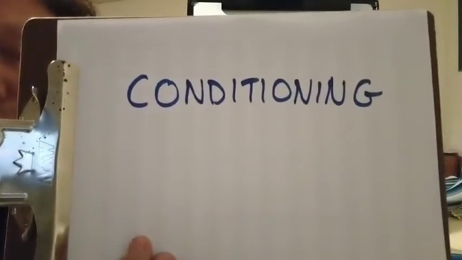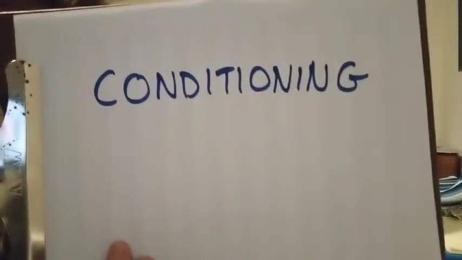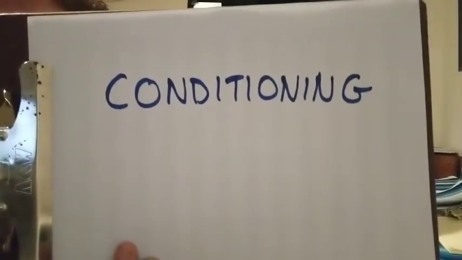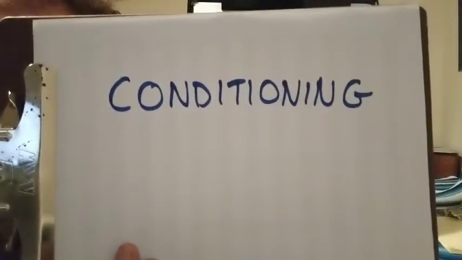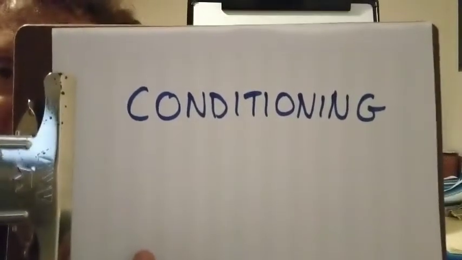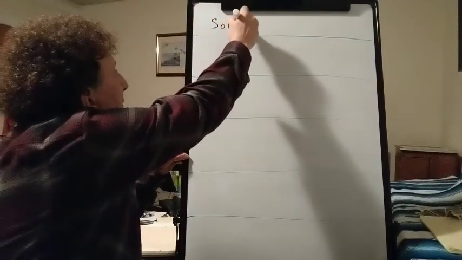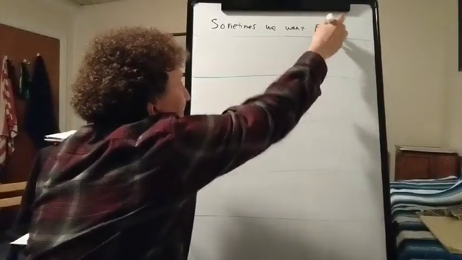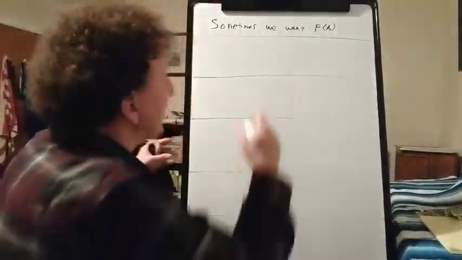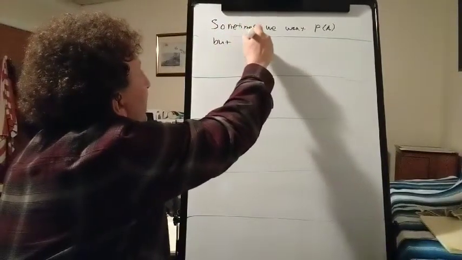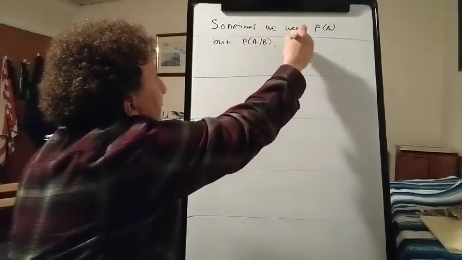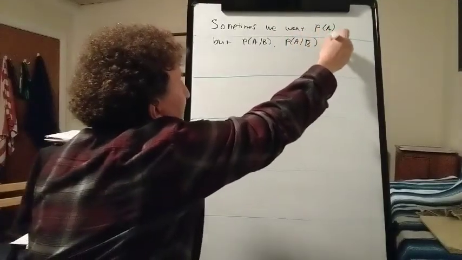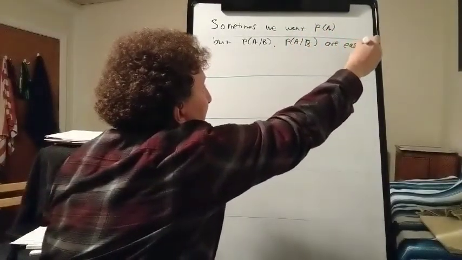Sometimes we're looking for a probability, not even a conditional probability, just a regular probability. And it turns out that introducing conditional probabilities into the problem can make our probability easier to find. So in particular, sometimes we want, say, probability of A, but probability of A given B and probability of A given not B are easier to find.